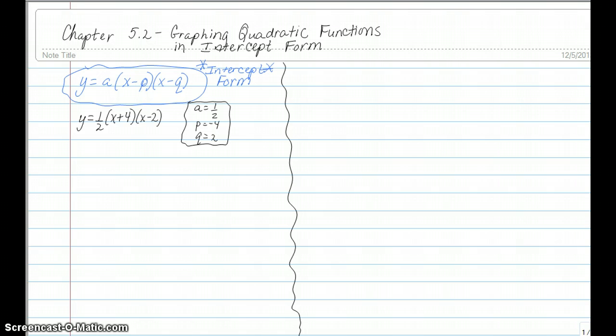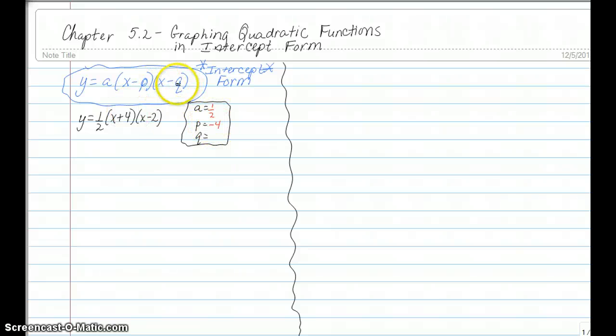When you're figuring out what p and q are, you need to pay particular attention to the pattern. So we know a is 1/2, so let's just put that down. We know it opens up. We have x minus p, but we have x plus 4. It doesn't follow the pattern of subtraction, so instead of being 4, it's going to be -4.